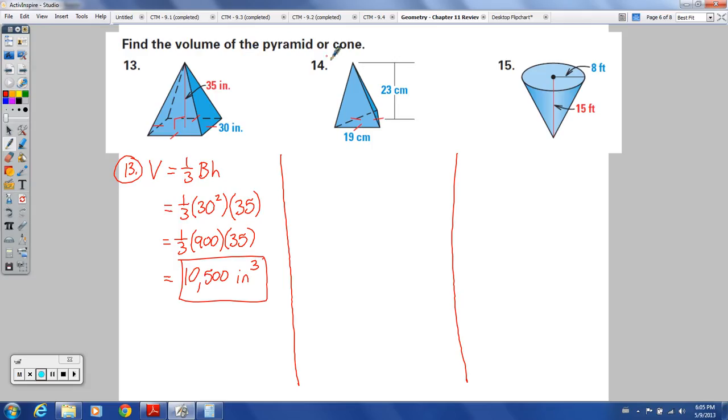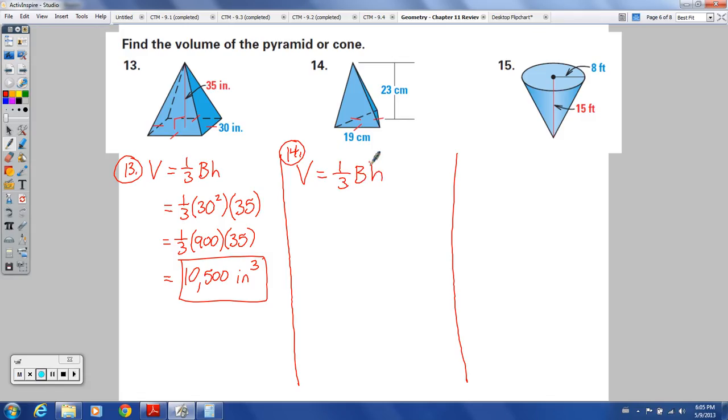This one, volume of the pyramid or the cone, doesn't matter with volumes if you have a right or a regular pyramid. It doesn't have to be going straight up. It can be oblique as well. You just need the base area and the perpendicular, or the straight up and down, height. So we have 1/3 base times height.